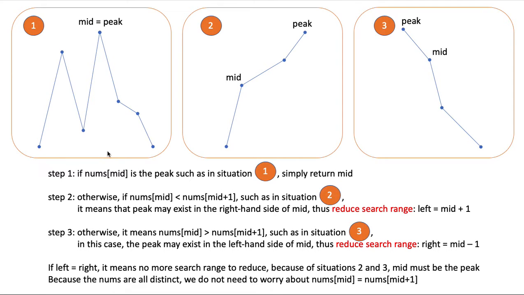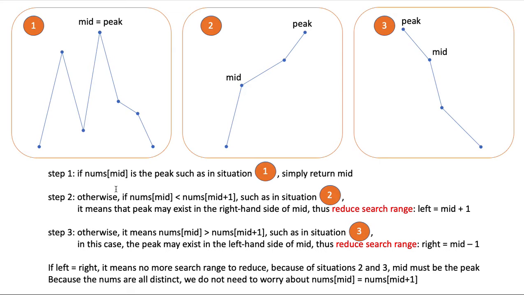Step 1, if nums[mid] is the peak, such as in situation 1, we simply return the mid. Step 2, otherwise, if nums[mid] is less than nums[mid + 1], such as in situation 2, we know that the peak may exist in the right-hand side of the mid. Thus, we may reduce the search range, like have left equal to mid + 1.